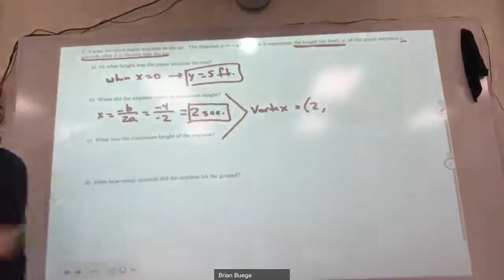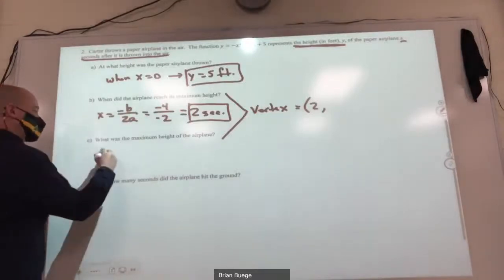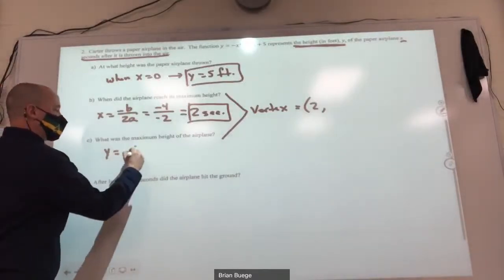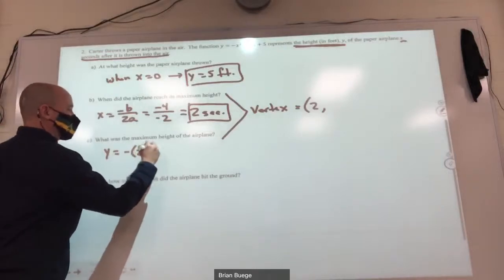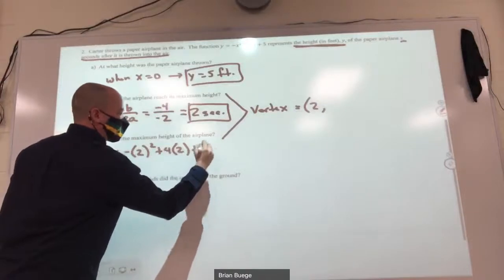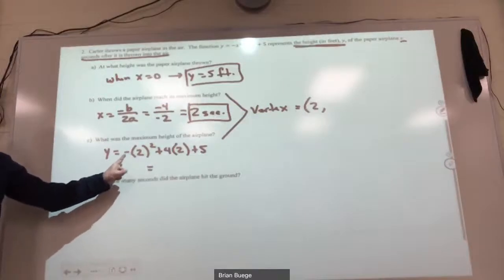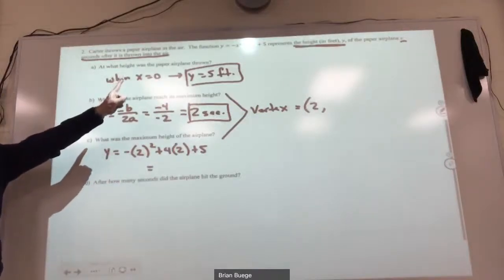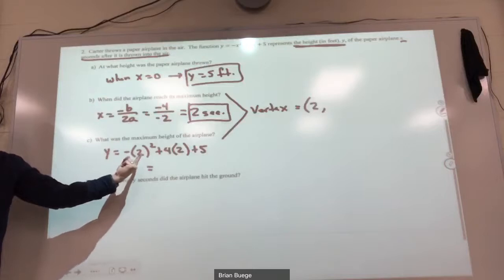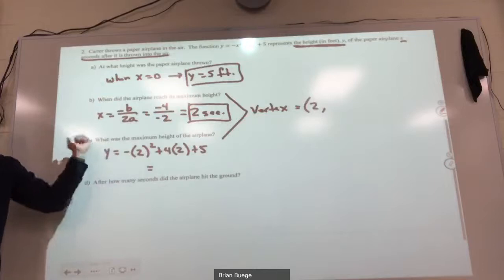How do I find what the actual y coordinate, what the height is? Plug it in. Yep. And again, remember parentheses. y equals negative (2) squared plus 4 times 2 plus 5. Be careful about this part right here, by the way. That negative is before you're squaring, so the only thing that's getting squared here is the 2. That's part of the reason for the parentheses, saying that negative is outside of that. I'm only squaring the 2, and then it becomes negative.